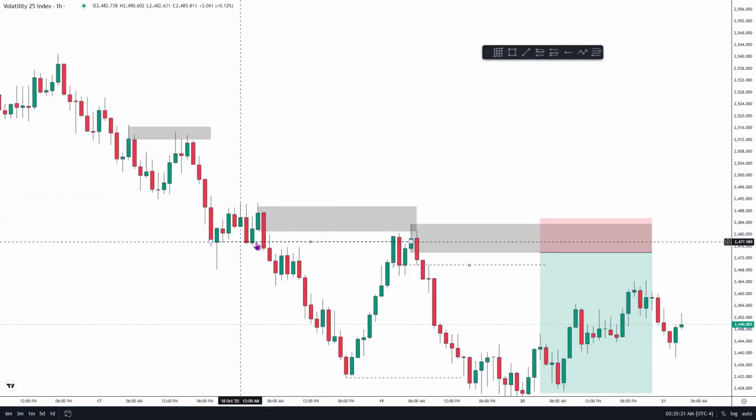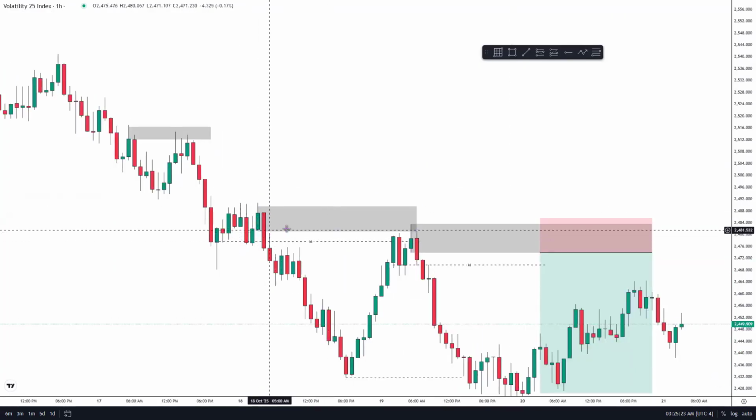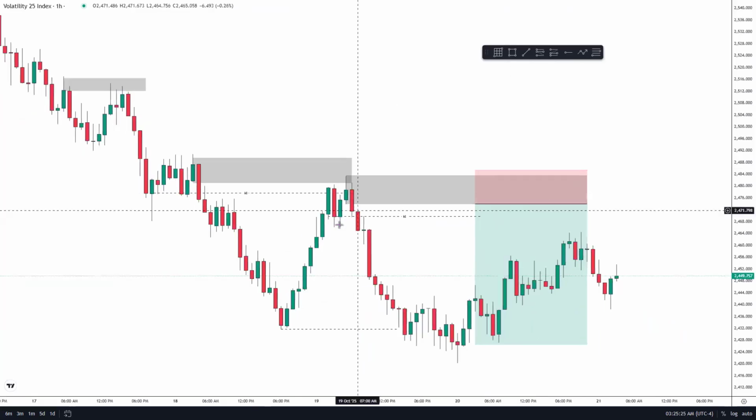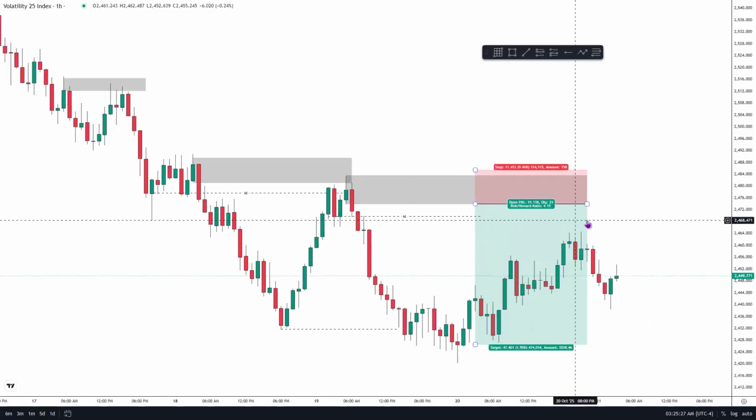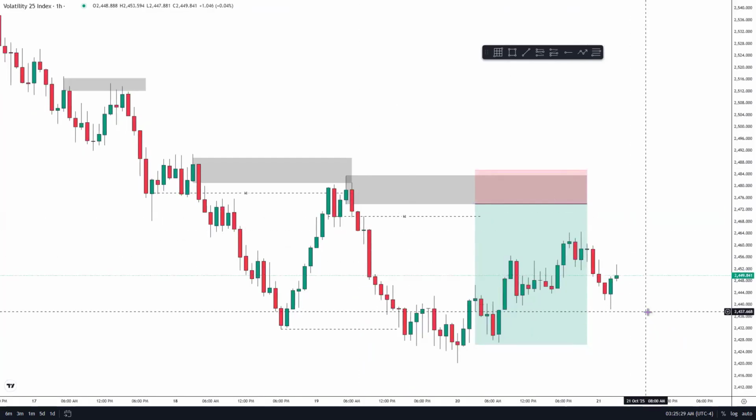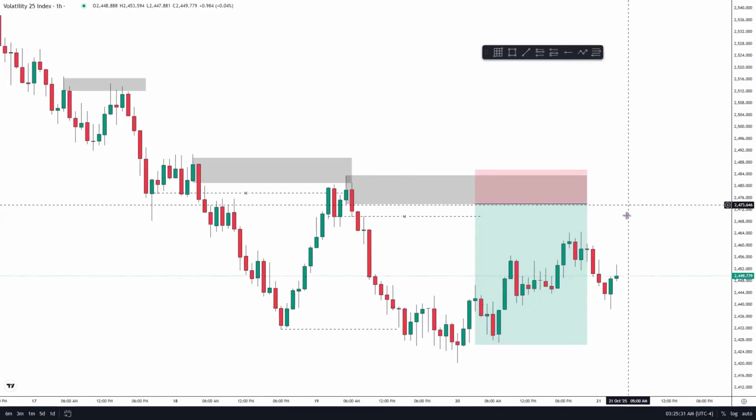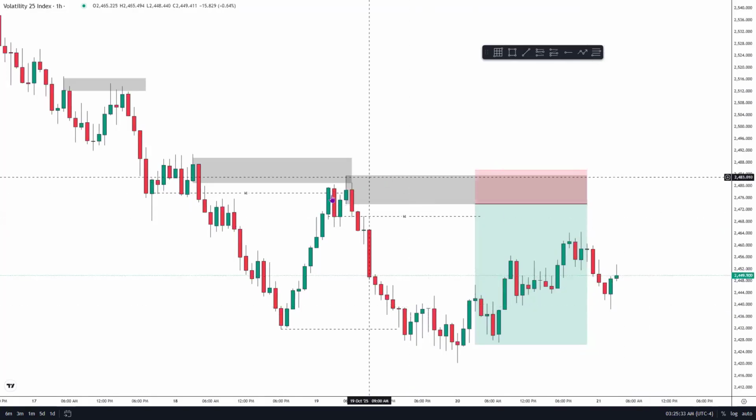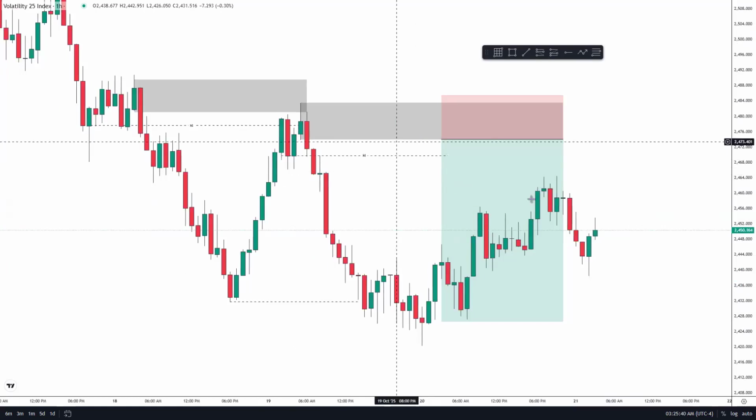Like I said, if there's a key level and there's an order block, I would prefer to trade from the order block. Same thing with this one here. I'm expecting the price to get to this point here before getting to the upside. This is a key level, but I'm making use of the order block.